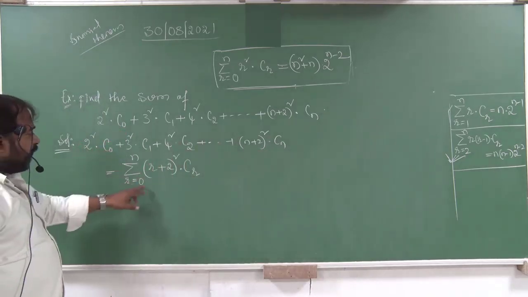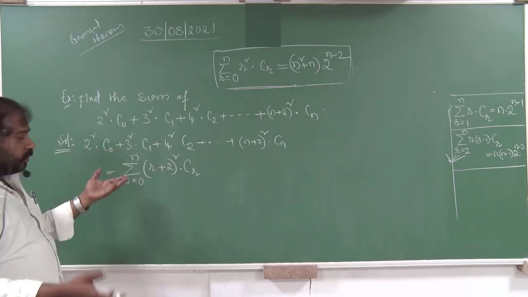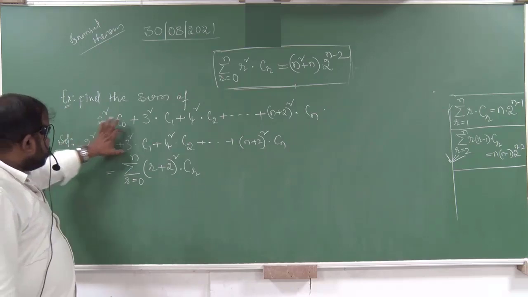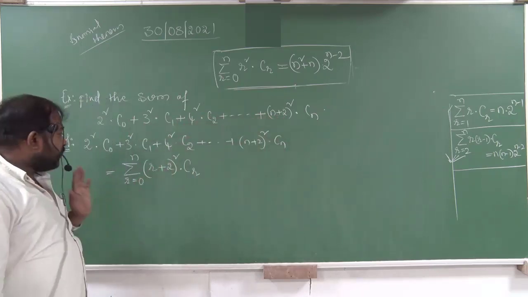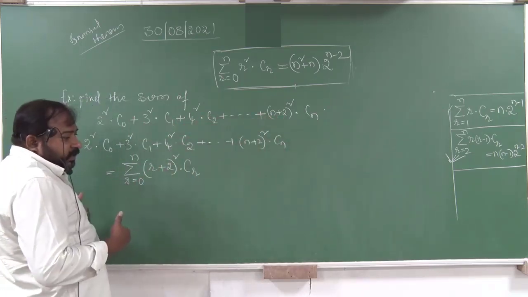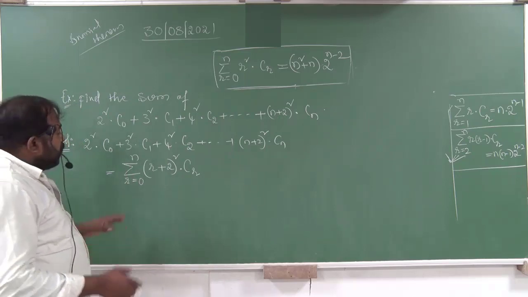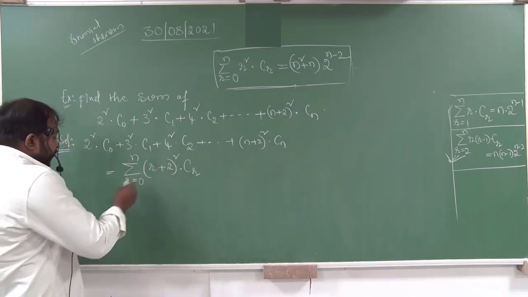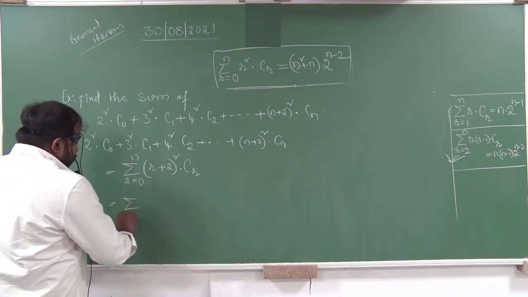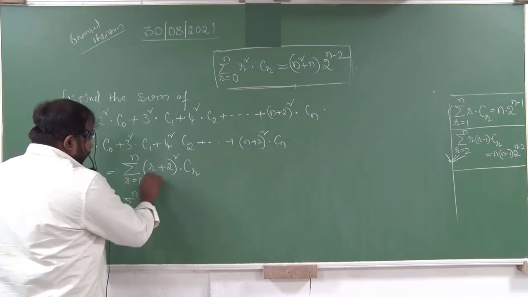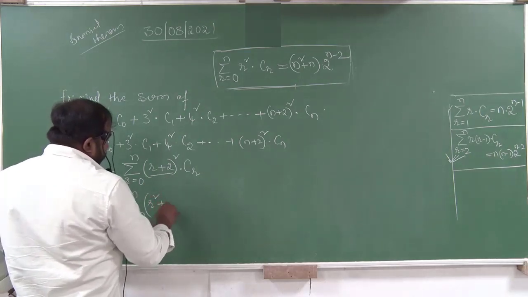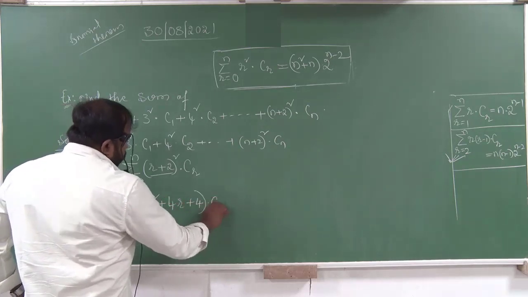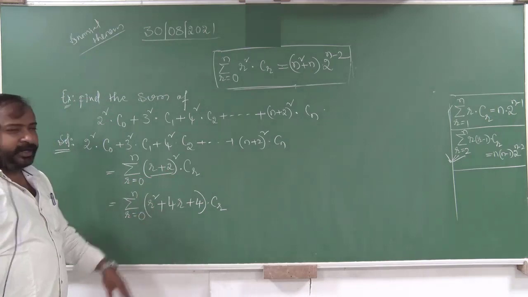Just cross check one time. If r equals 0, we get 2 square into C naught. R equals 1, 2 plus 1, 3 square into C1. Yes, we are getting it. So the total sequence they have given, for my convenience, with the help of sigma notation I can write as sigma r is equal to 0 to n, r plus 2 whole square Cr. Then expand this value: r square plus 2ab, that means 4r, plus 4, into Cr. Using a plus b whole square, you can get this.